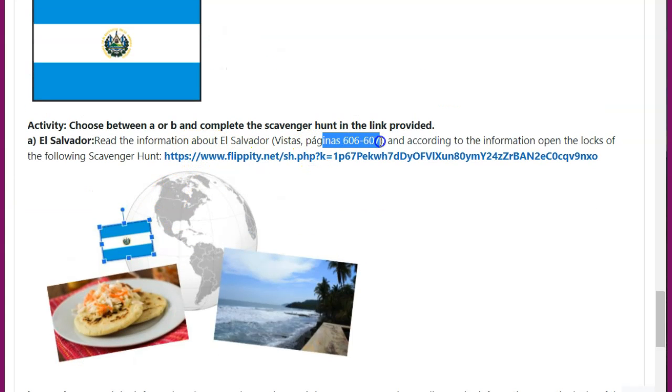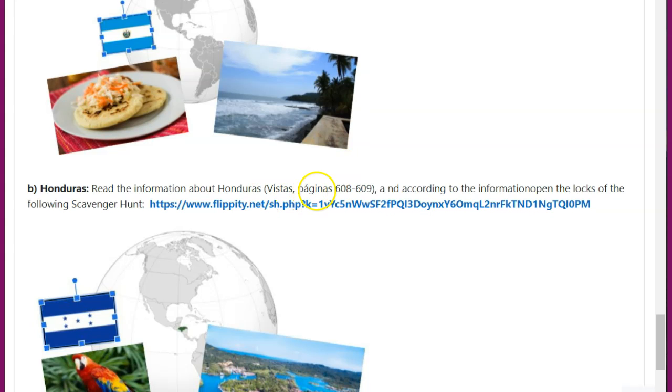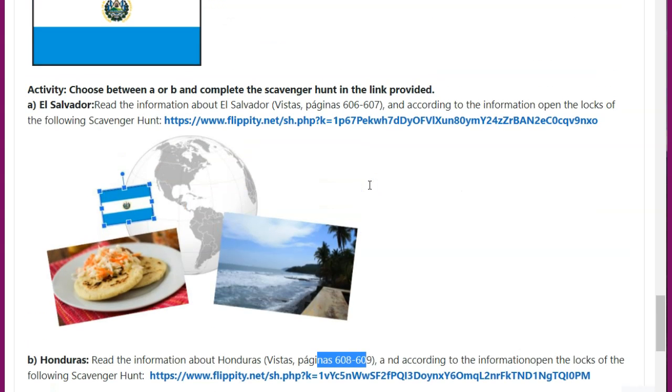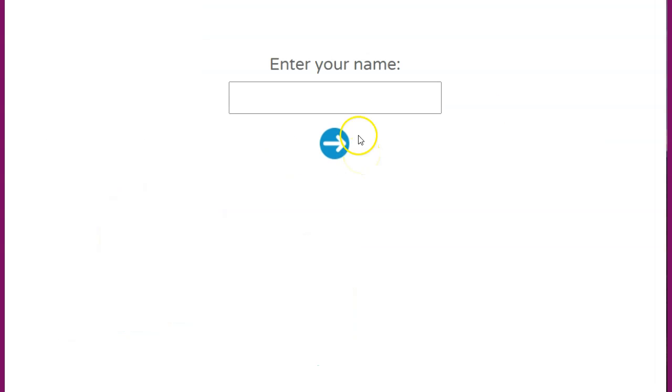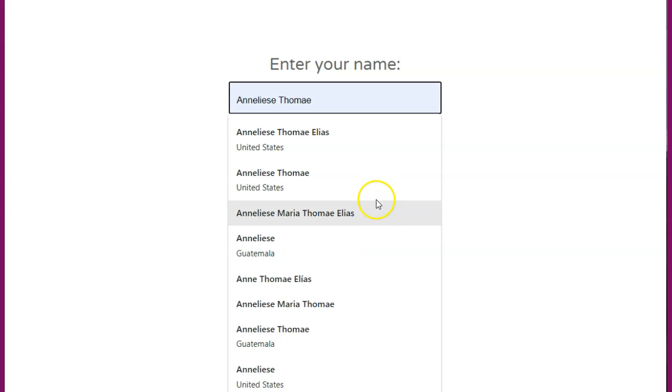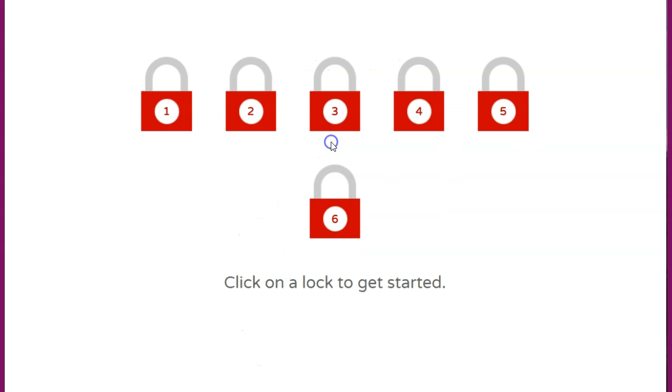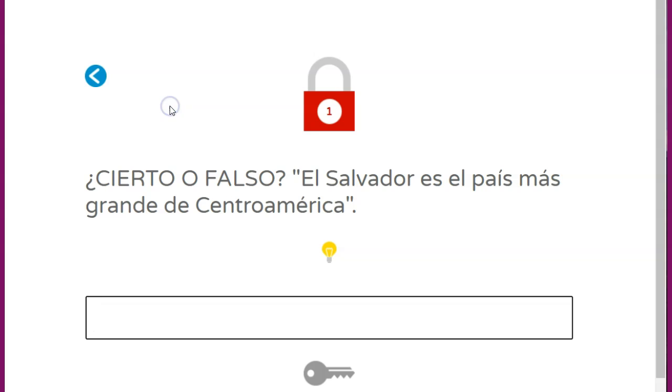And I'm giving you here the pages that you have to read according to whether you're choosing to read about El Salvador or Honduras, and according to the information that you are reading in your textbook of Vistas. Open the following logs of the scavenger hunt. So you click here, you put your name, and you click in every log.